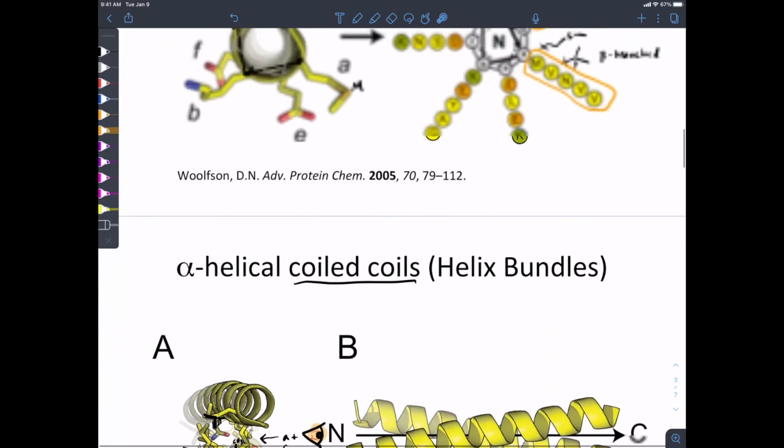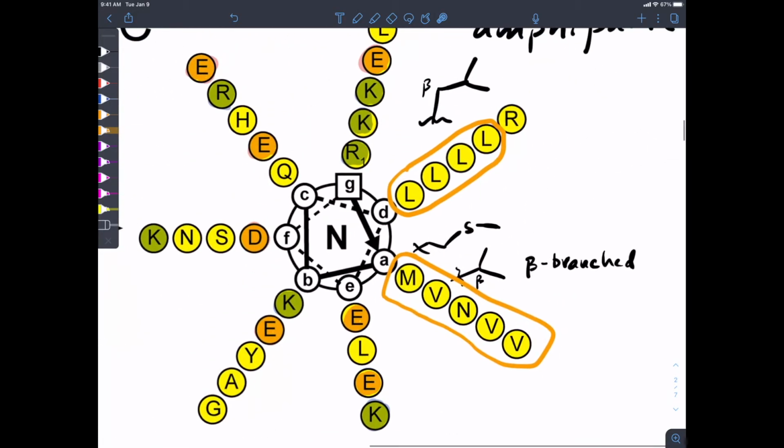And so one of the rules that people have learned is that if you put non-beta-branched residues at D and beta-branched residues at A, probably like valine or isoleucine, you're probably going to form a dimer, because those particular shapes of side chains are best accommodated in a dimer.